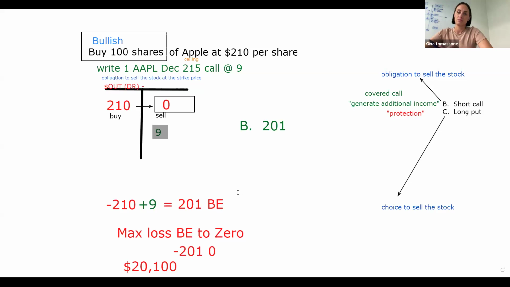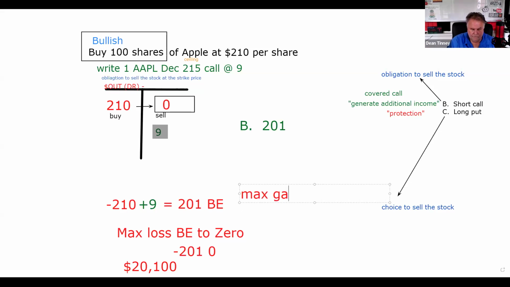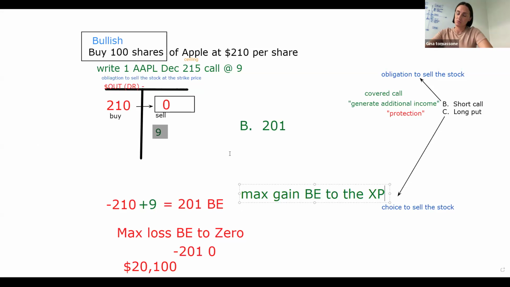And choice C says the max gain, and we're doing the same thing here, is maybe choice C says the max gain is 14 points or $1,400. And again, the way we say that is the break even to the strike price. You don't participate past the strike price. That is the disadvantage of a covered call.